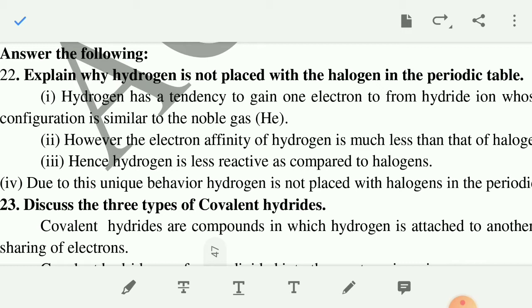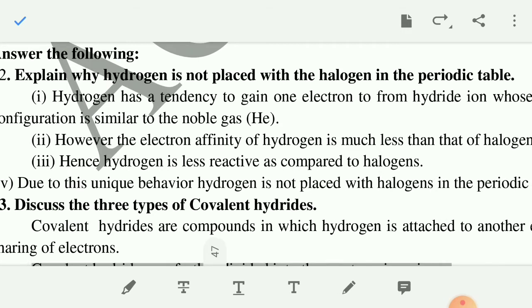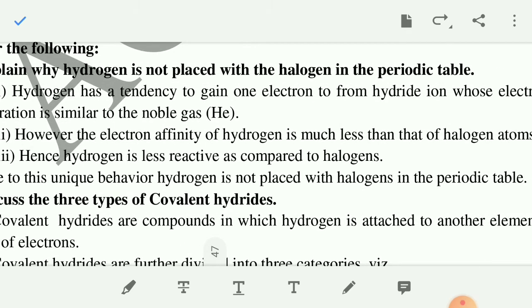Then the second point: the electron affinity of hydrogen is much less than that of a halogen atom. Compared to the halogens, the electron affinity of hydrogen is much less. Halogens means fluorine, chlorine, bromine and iodine. The third point: hydrogen is less reactive compared to the halogens.